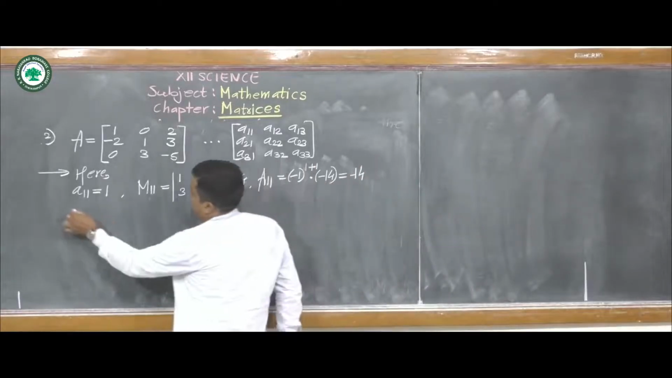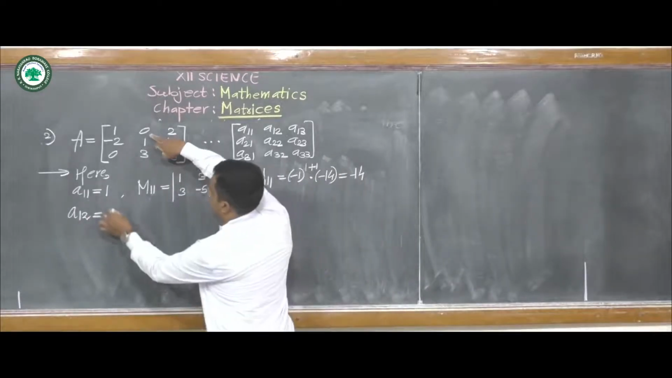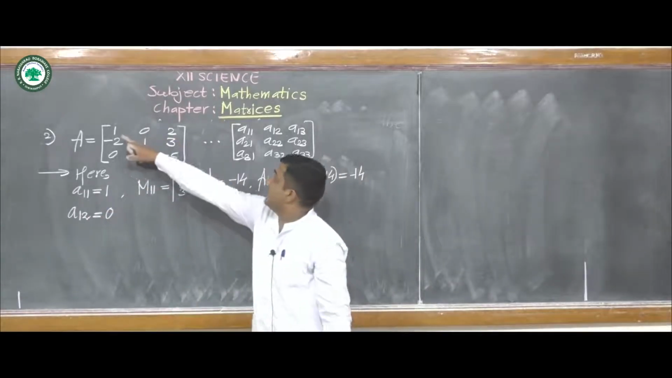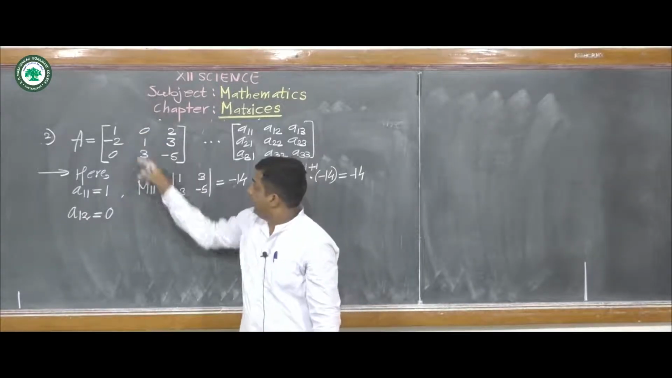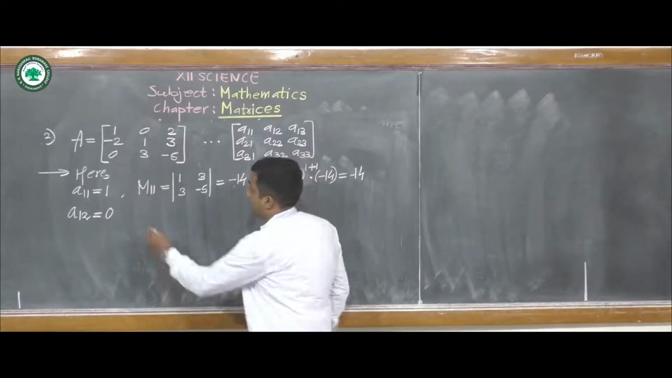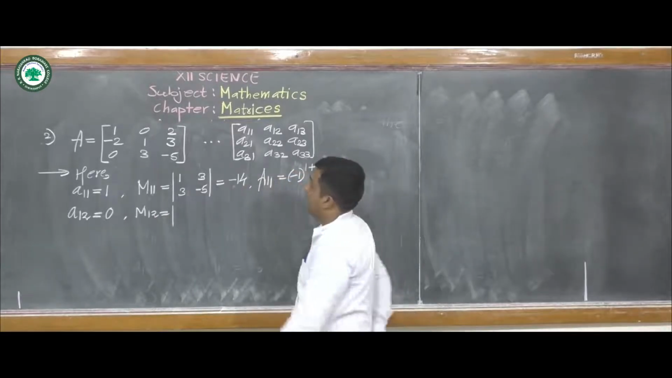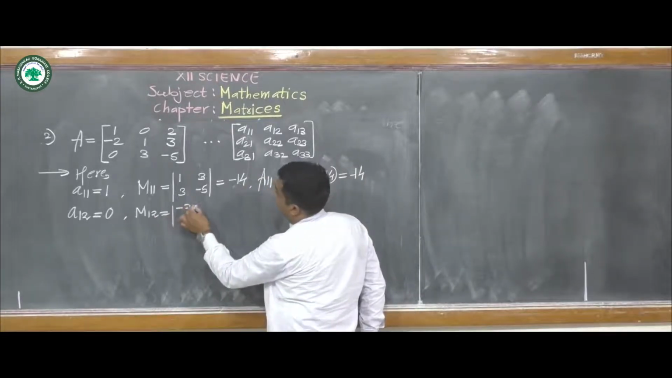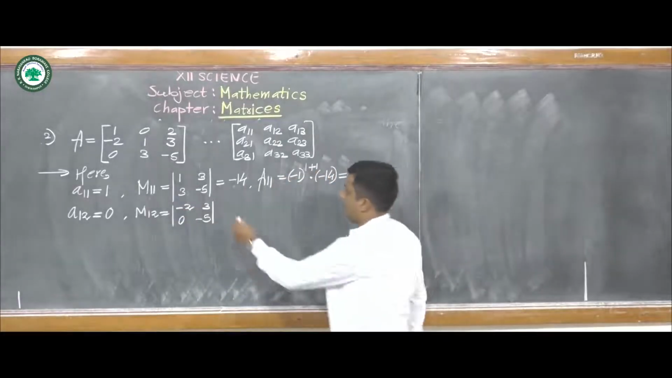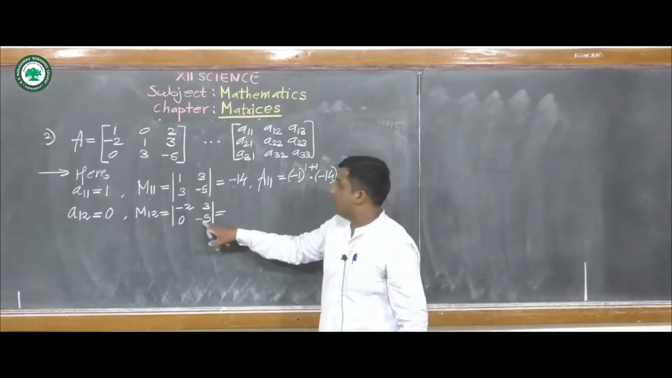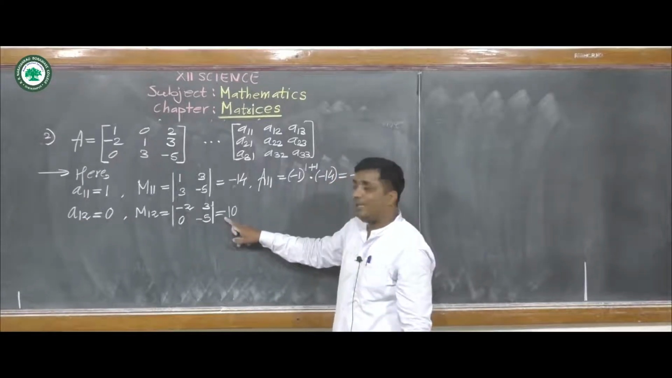Next, the second element is A12. This element is 0. This 0 is in the first row and second column. So we delete the first row and second column, and we consider the remaining elements for the determinant. In the determinant we have elements minus 2, 3, 0, minus 5. This is equal to, we know minus 2 into minus 5 is 10, and 3 into 0 is 0, so we have only 10.